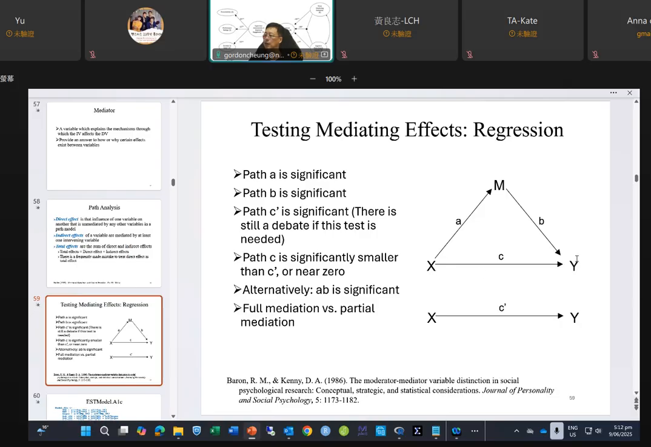Now we have an indirect effect and we have a direct effect. If we add up the two, that becomes the total effect. C' is the total effect. For an indirect effect, we simply multiply the path coefficients. So the indirect effect from X to M to Y is A times B. The direct effect is C, so A times B plus C equals the total effect C'. Do you understand? Any questions?